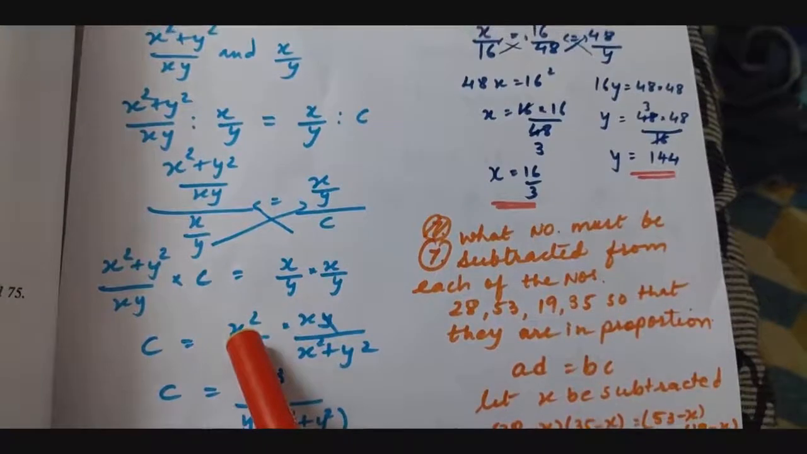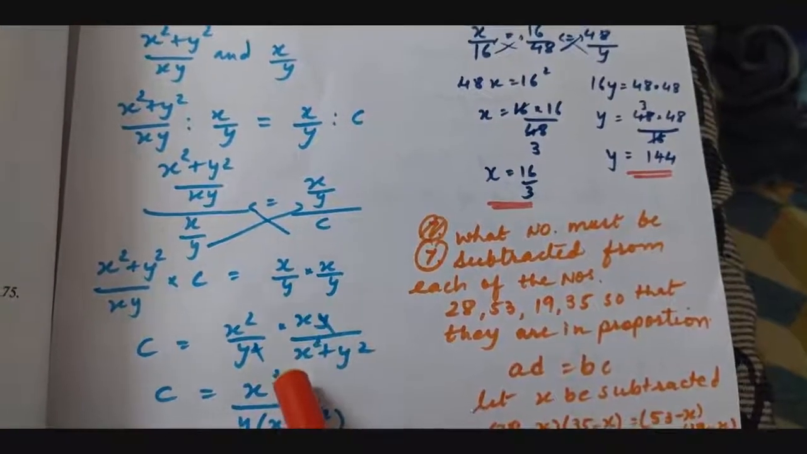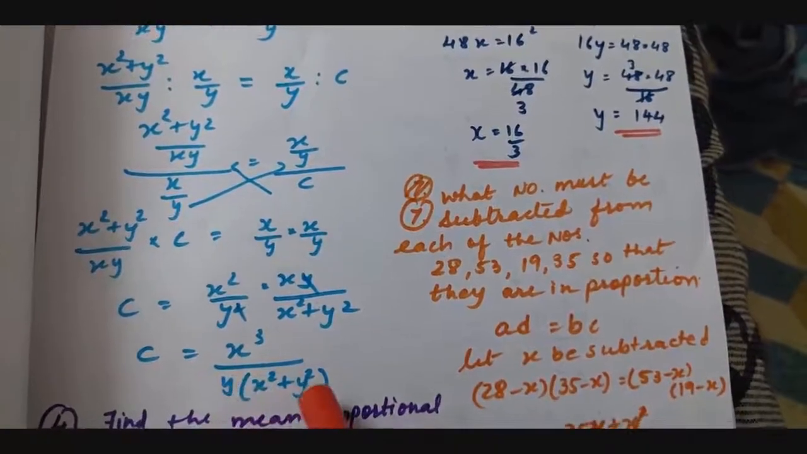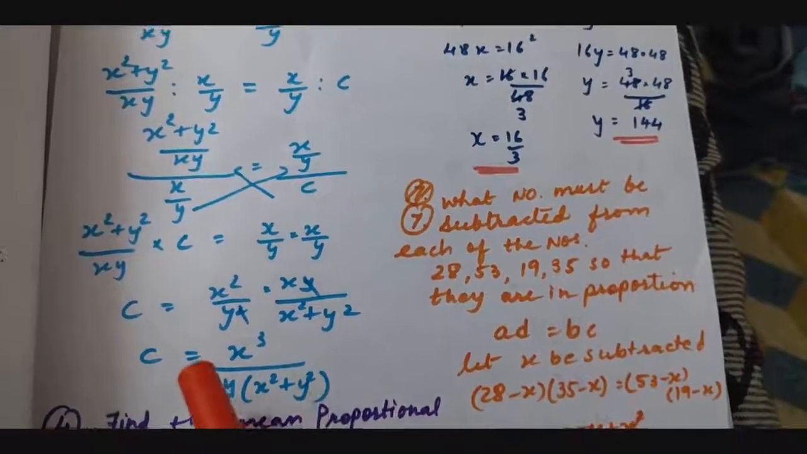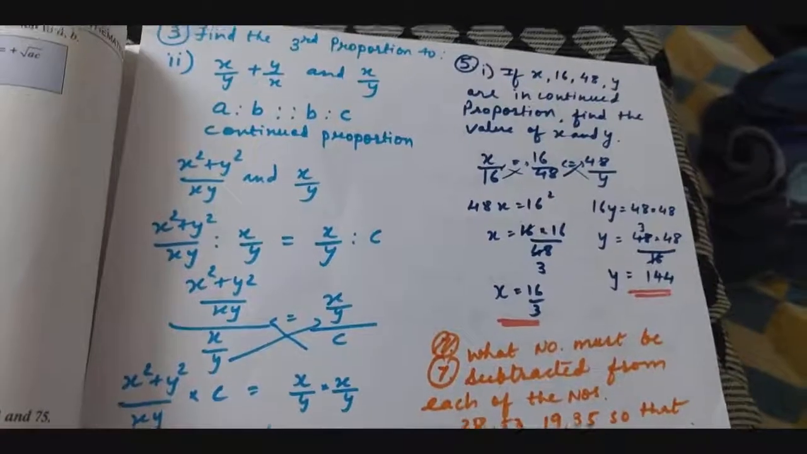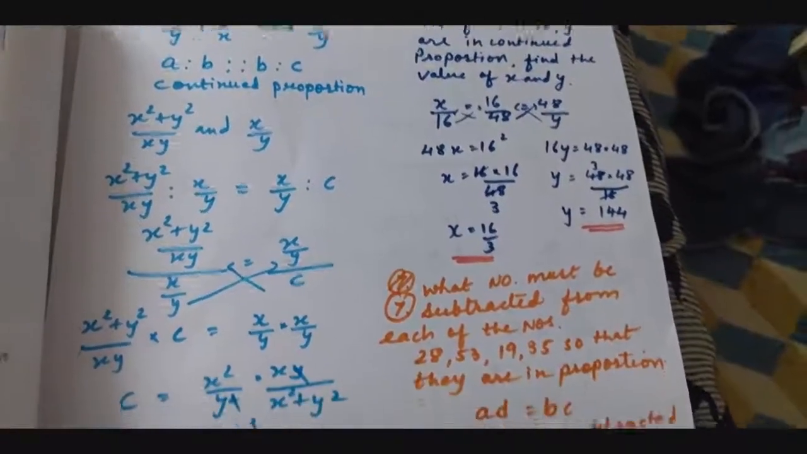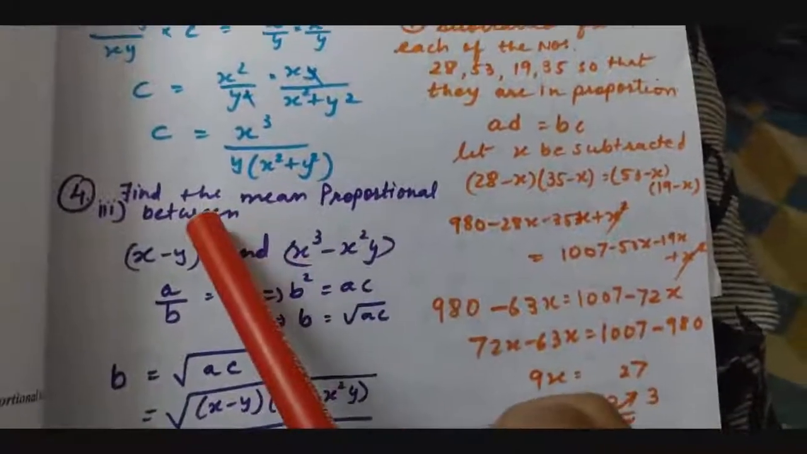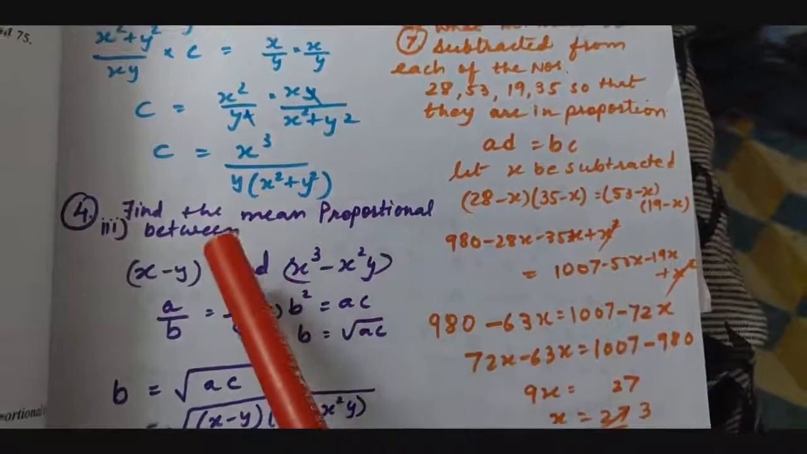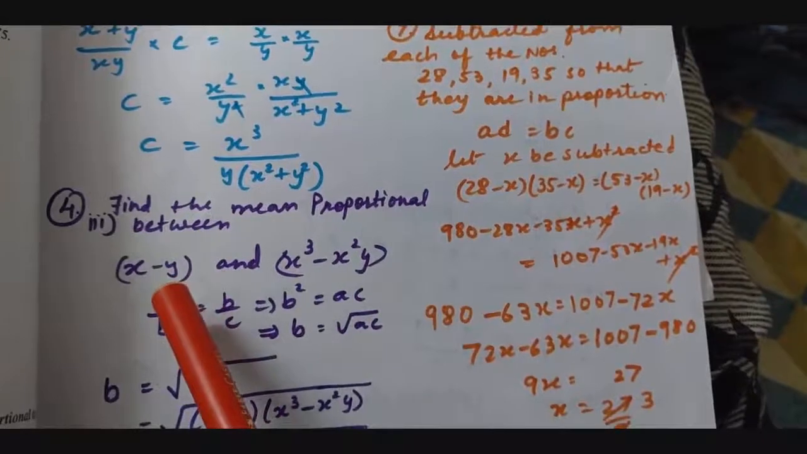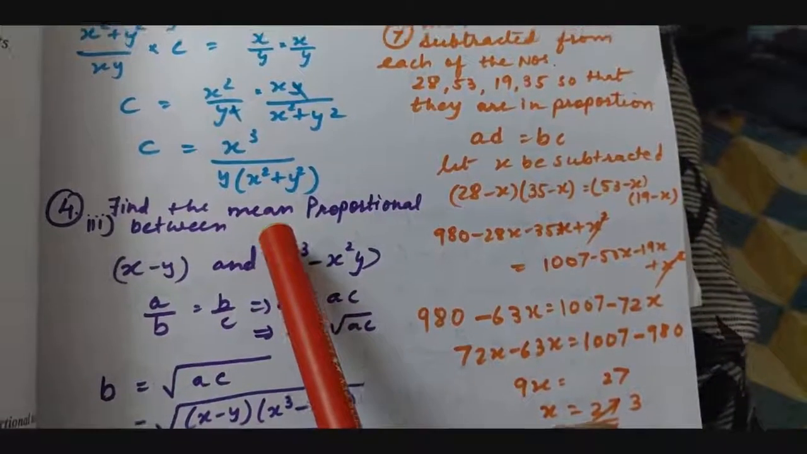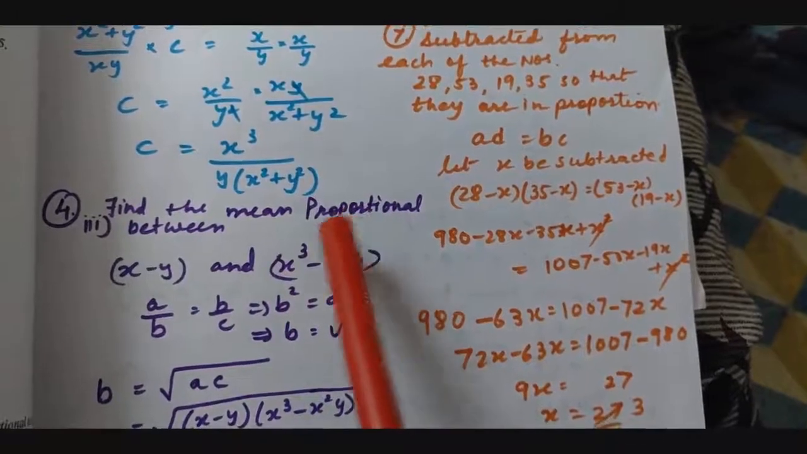Here upside I get x square into x, x cube, and denominator y into x square plus y square. So this is the third proportional to the terms given in the question. Next question is find the mean proportional between. Again here we are having two terms and they asked to get mean proportional.